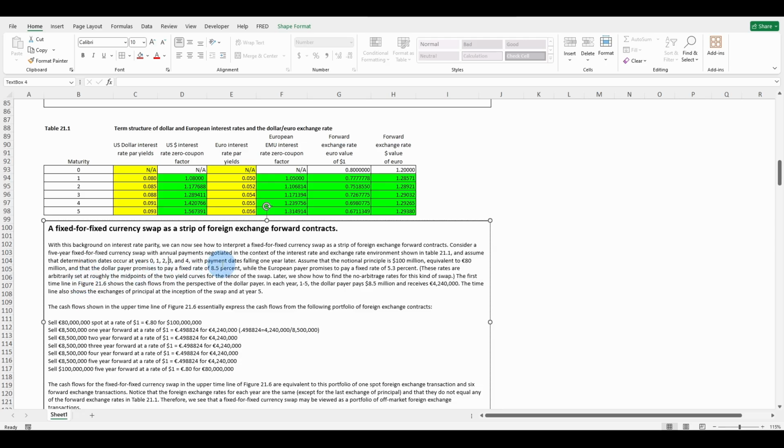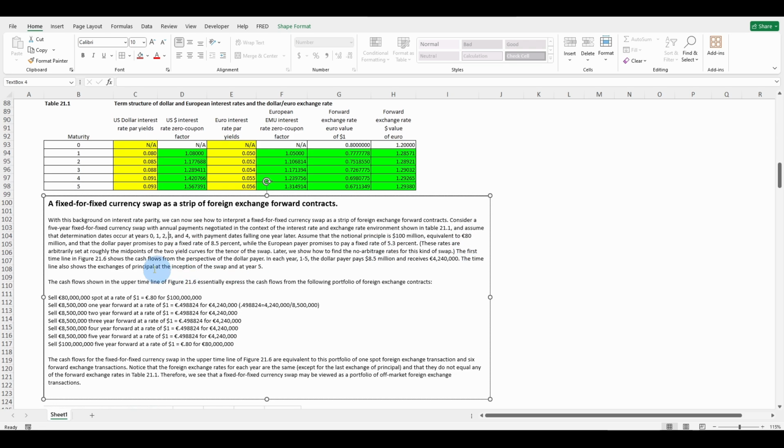and that the dollar payer promises to pay a fixed rate of 8.5%, while the European payer promises to pay a fixed rate of 5.3%. Well, just go with this one, the 5.3. These rates are arbitrarily set at roughly the midpoint of the two yield curves for the tenor of the swap. Later, we will show how to find the no arbitrage rates for this kind of swap.